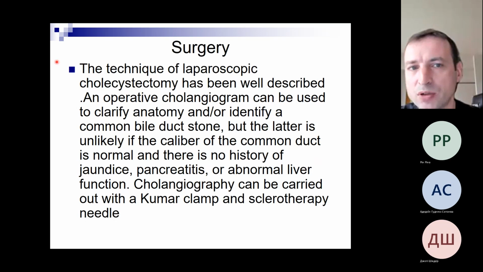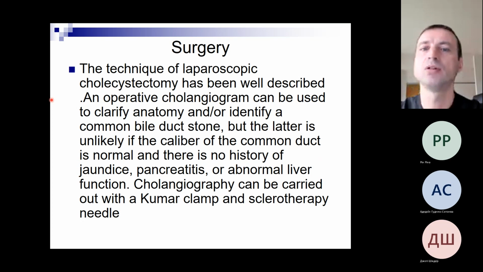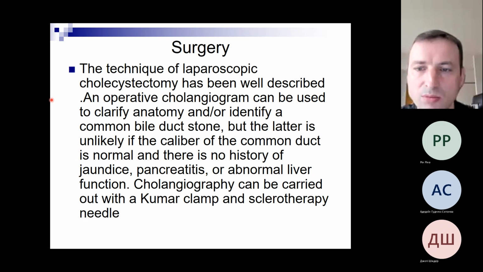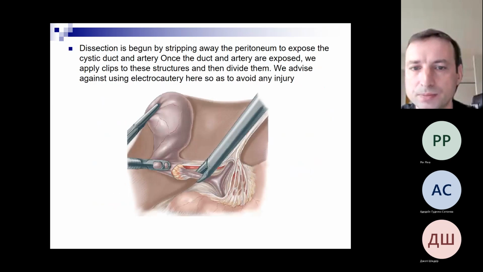The technique of laparoscopic cholecystectomy has been well described, and operative cholangiogram can be used to clarify anatomy and/or identify a common bile duct stone, but the latter is unlikely if the caliber of the common duct is normal and there is no history of jaundice, pancreatitis, or abnormal liver function. Cholangiography can be carried out with a tumor clamp and sclerotherapy needle.